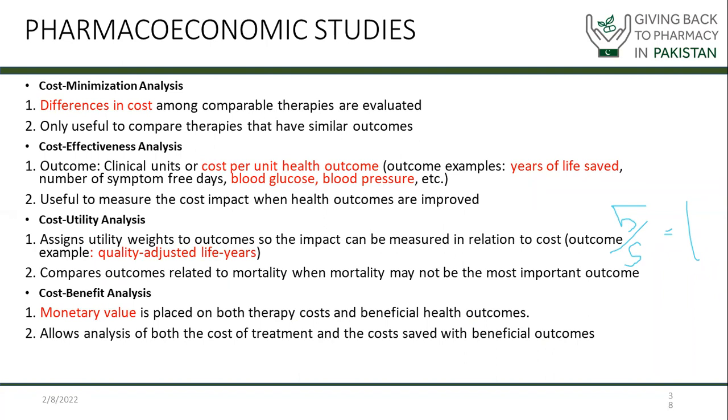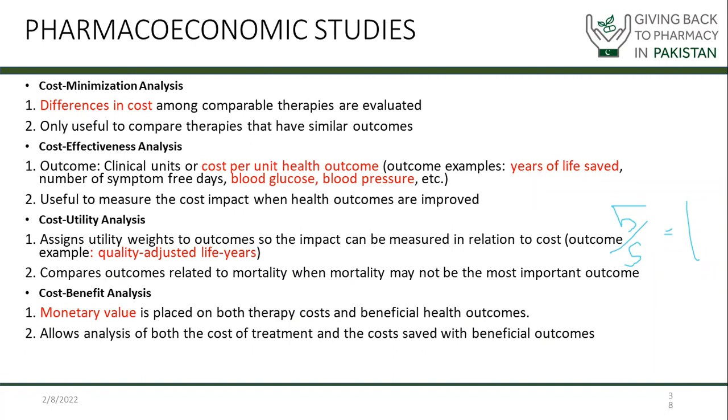And the remaining is always cost benefit. What is the benefit of this cost? For example, I make this building, I give this money to the doctors, and what is the benefit? Monetary value is placed on both therapy cost and beneficial health outcome. Always analysis of both the cost of treatment and the cost saved by the beneficial outcome. So I spent $1 billion. So how much is the benefit? You tell me, sir, we have this much diabetes patients treated, this many systemic patients treated, this many cancer patients treated. So this is the cost benefit.